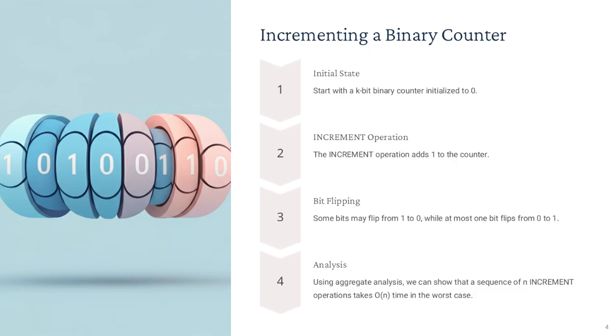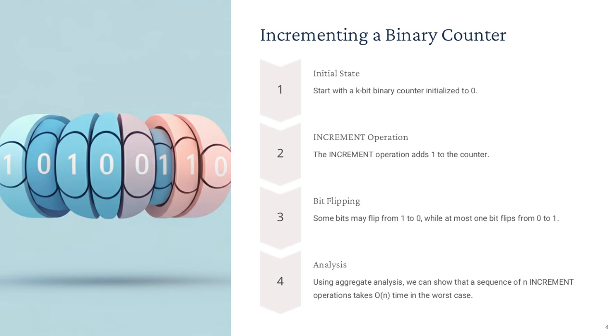Incrementing a binary counter is another classic example to demonstrate aggregate analysis. A binary counter starts at 0 and increments by 1. Each increment operation may flip one or more bits, with the cost proportional to the number of bits flipped. For instance, incrementing from binary 111 to 1000 involves flipping all 4 bits.